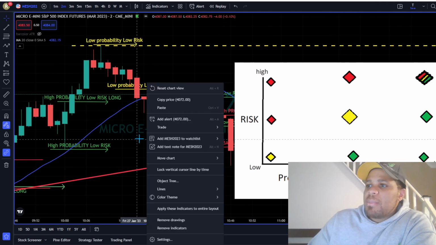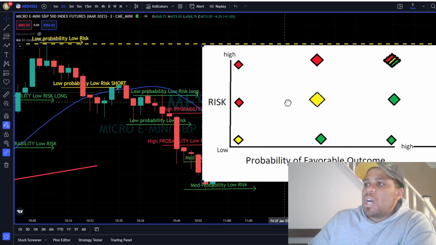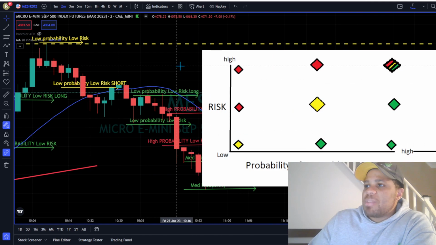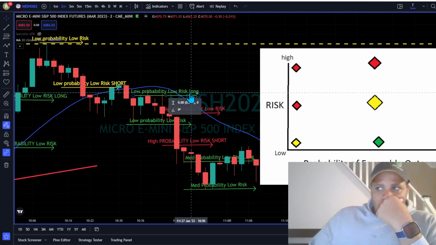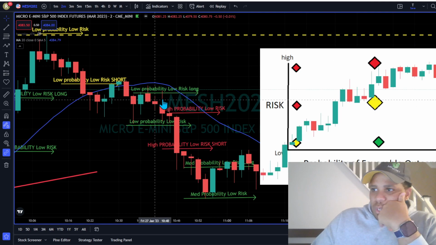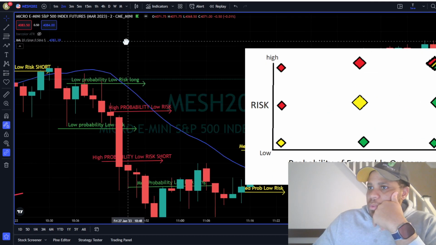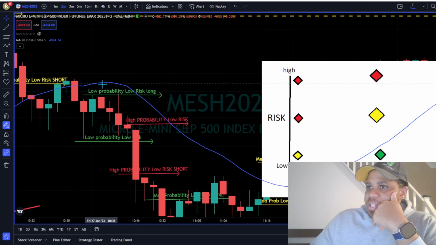All right, we're going to keep moving on. This is going to be a low probability, low risk long. So low probability and low risk. We're right here again. This should be yellow. I think I made it green to show that it was long. But, okay, so this should be yellow. You're going to enter your long right here when this candle trades above this candle.